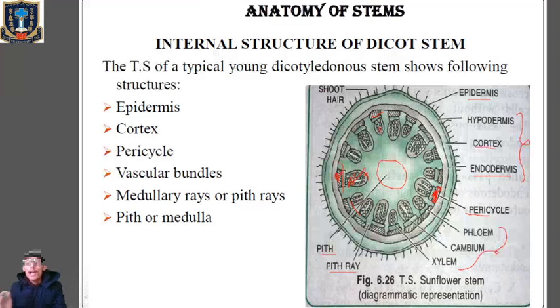Then let's go to xylem, which is the innermost layer of the vascular bundle, because xylem is present towards the inner side. This is the xylem. So it is present towards the inner side, towards the center of the stem, that is pith. Now xylem is mainly composed of vessels, tracheids, wood fiber, and wood parenchyma.